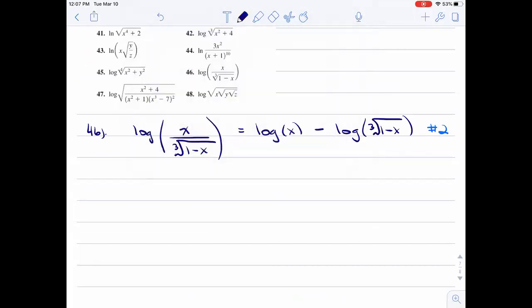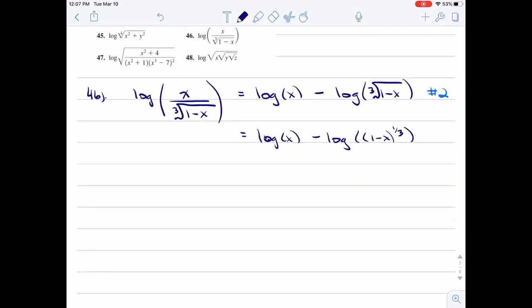I can simplify it a little bit more, right? Because the third root of 1 minus x, I can write as 1 minus x to the power of 1 over 3. The log of x I can't do anything with, so I've got the log of x over here minus the log of, and then 1 minus x to the power of 1 over 3. That's not really a log law that I'm using. It's just a fact, right, of powers and roots.